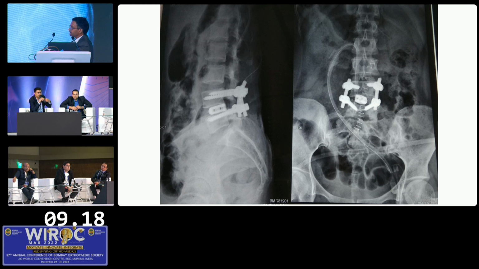Again, I prefer a bullet cage because I find putting in a banana cage a little cumbersome. Bullet is much easier, and it also gives a good trajectory for me to go right into the center of the disc space. Okay.